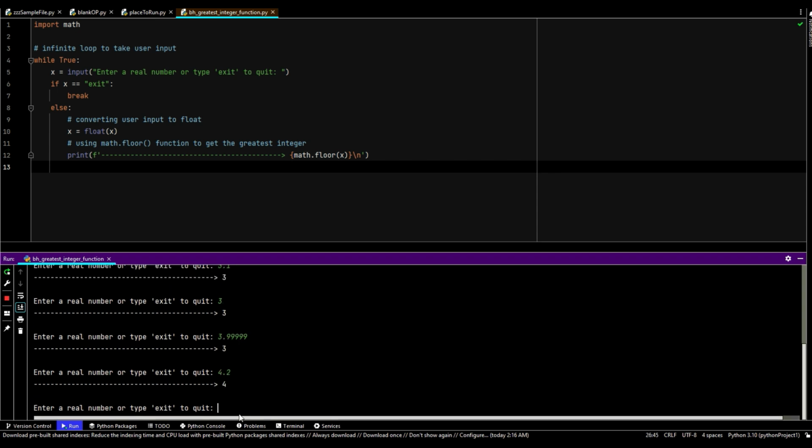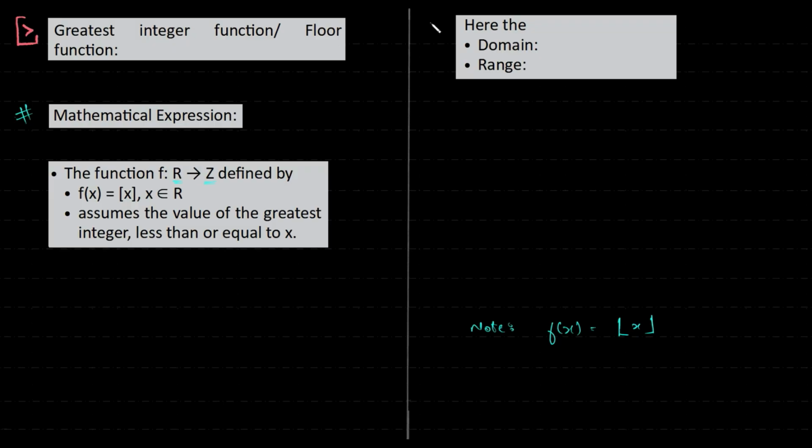If I give an input of 0, what is the output? 0 itself. 0.9999, 0. What about minus 2.3? You have to push it down. Remember, push it down. It's minus 3. Understood? You have to push it down because minus 3 is less than minus 2. Minus 4.5 would be, yes, minus 5.